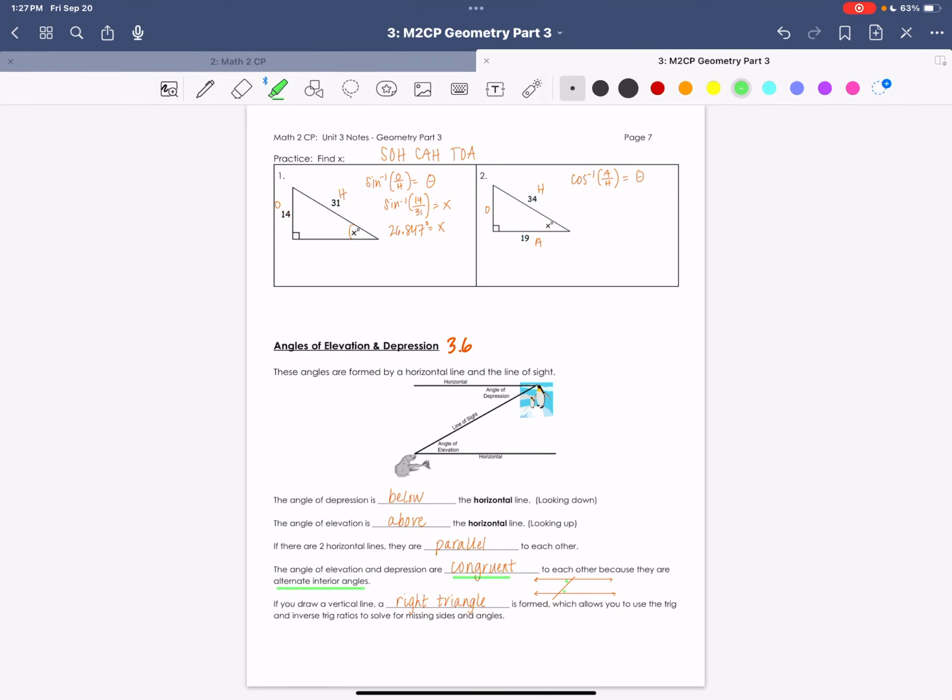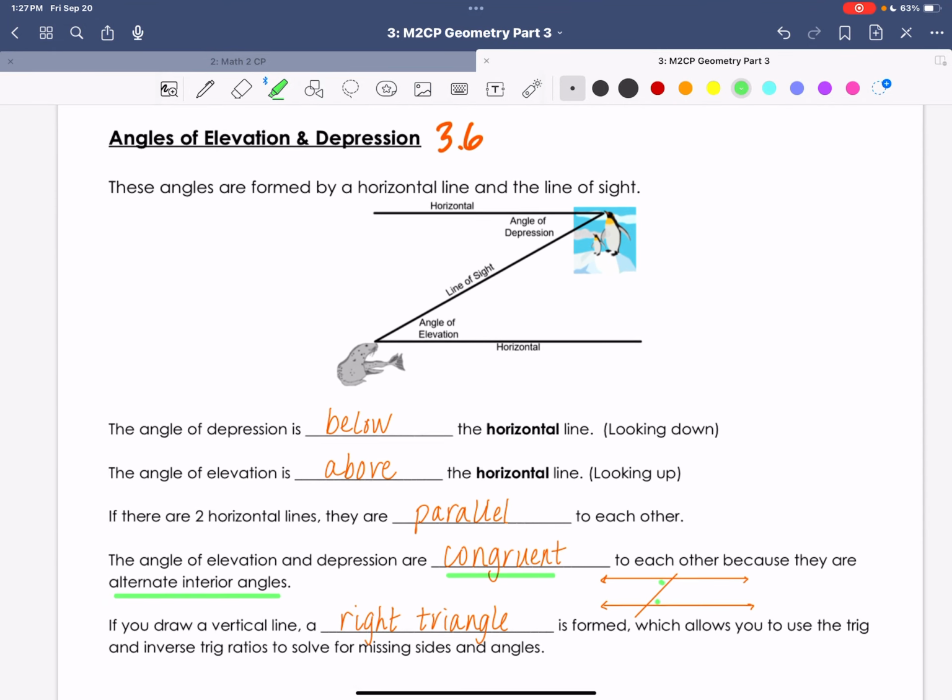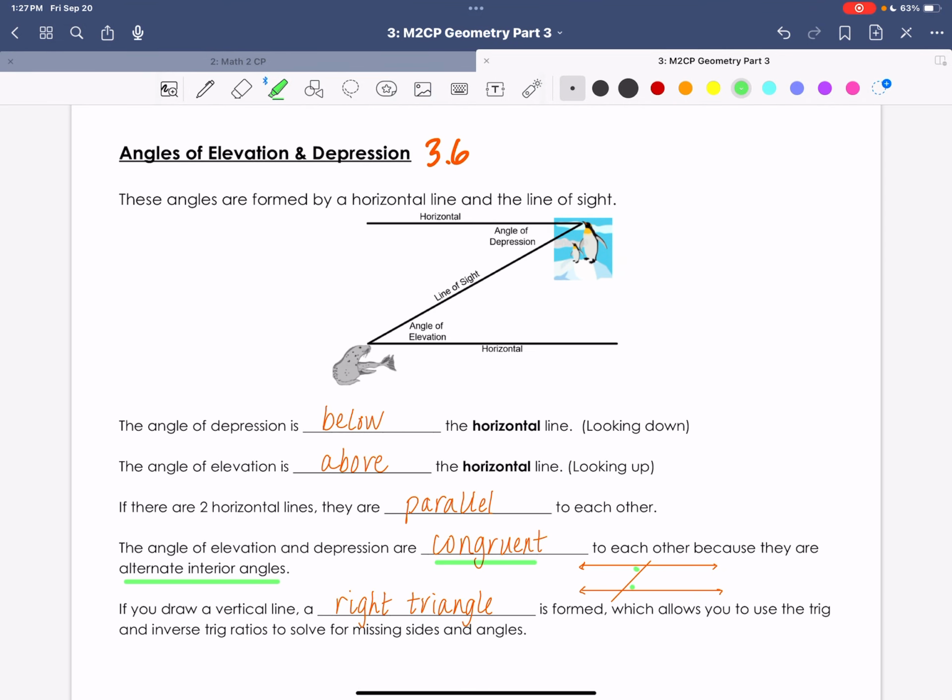Right, today we're going to talk about angles of elevation and depression. So let's go ahead with some vocabulary to figure out what these are. The angle of depression is below the horizontal line. So here's the angle. If this is the horizontal line, the angle of depression is below it. The angle of elevation is above the horizontal line. So if your horizontal line's down here, the angle of elevation is above it.